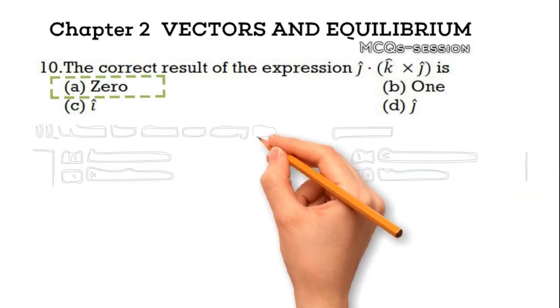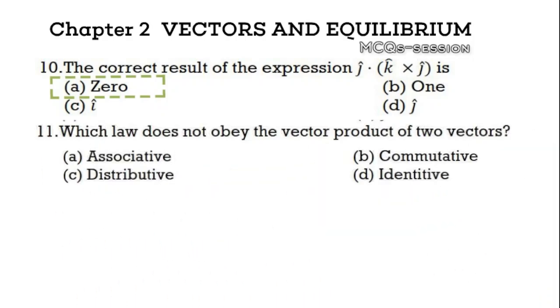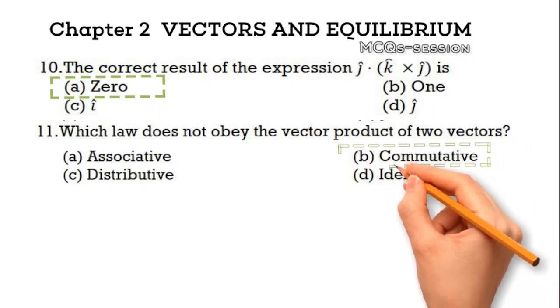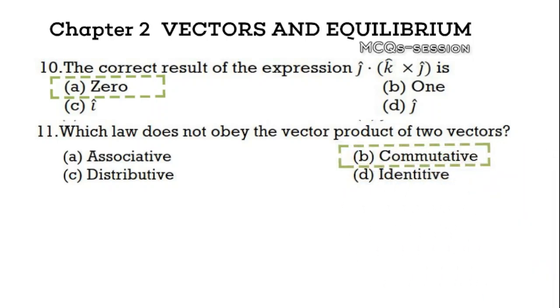Question 11. Which law does not obey the vector product of two vectors? Options: A. Associative, B. Commutative, C. Distributive, D. Identitive. Pause and take a guess here. The correct answer is B, commutative. Explanation. The vector product or cross product of two vectors is not commutative, meaning A cross B is not the same as B cross A.